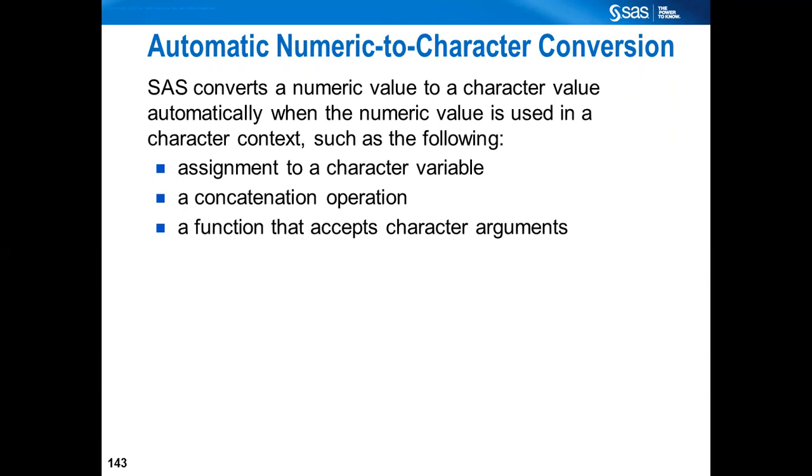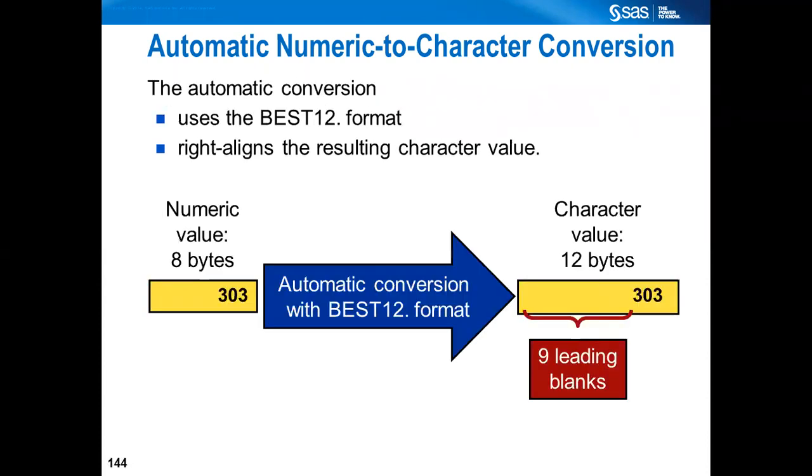So when we use a numeric variable in an assignment as if it's a character, SAS performs automatic conversion. Or when we use concatenating operators, or any functions that accept character arguments. So if in any of these situations we use your numeric variable, SAS performs automatic conversion from numeric to character. So why do we have leading space? By default, when there is an automatic conversion occurring, SAS uses the BEST12. format, which aligns your character values to the right side. Now we know it's telling right alignment, it's resulting for your character values.